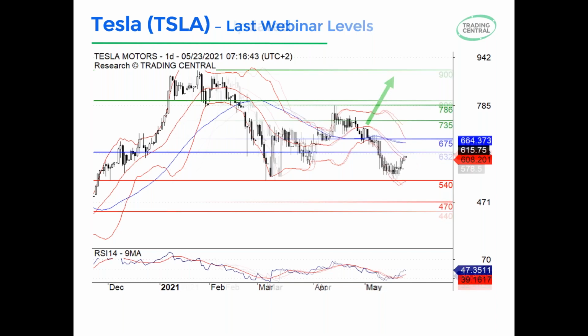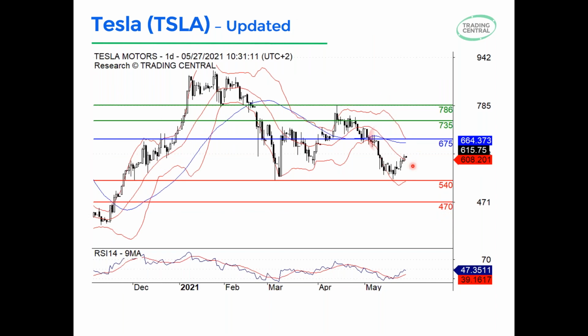So what is the update? The update is this one. Same story as you can see in all our other big tech names, Amazon, Apple, Tesla: the 20-50 cross down is not very good.